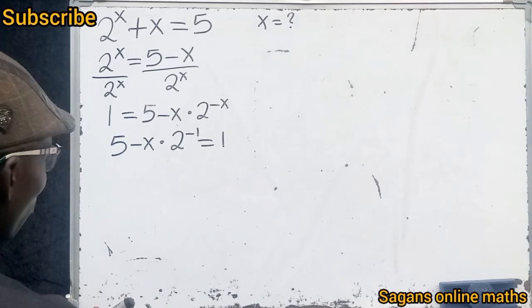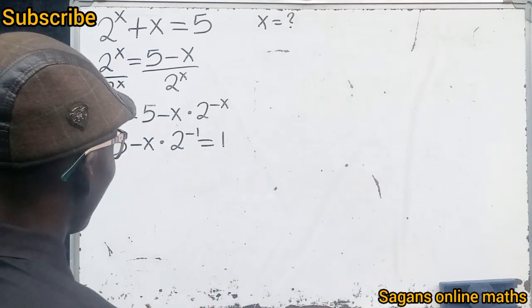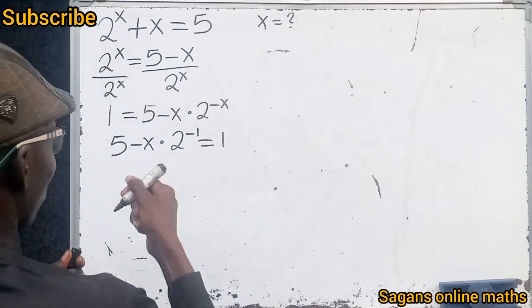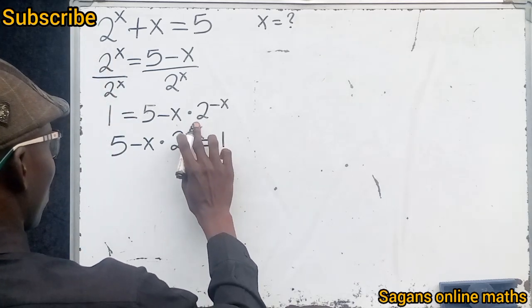Now what I'm going to do, I'm going to multiply both sides by 2 raised to the power of x. Now I'll explain why. The reason why I'm going to multiply both sides, this is x. Sorry for this. This is x.